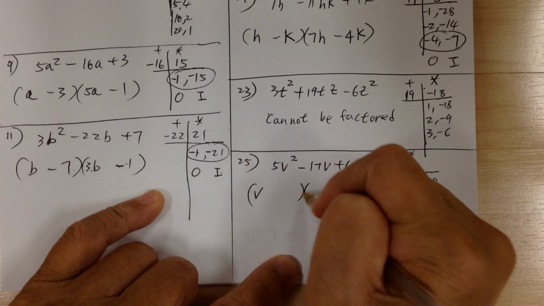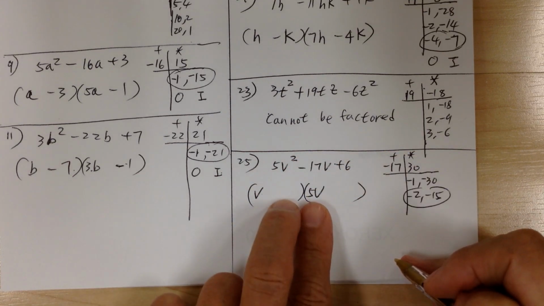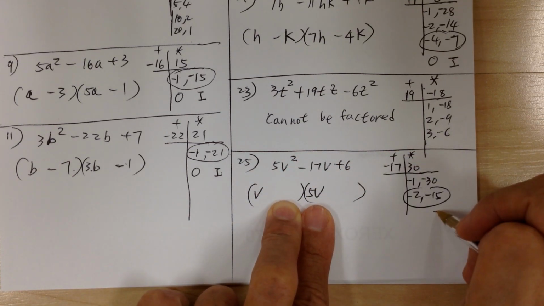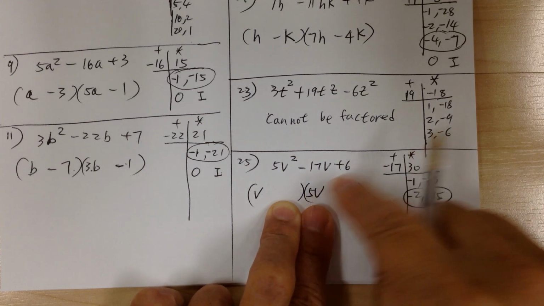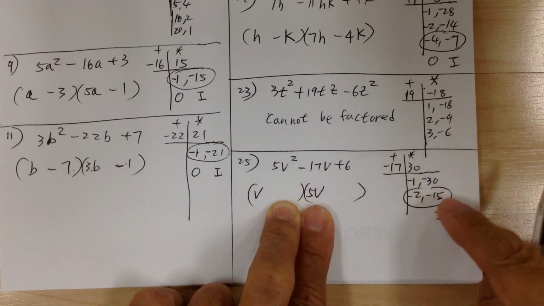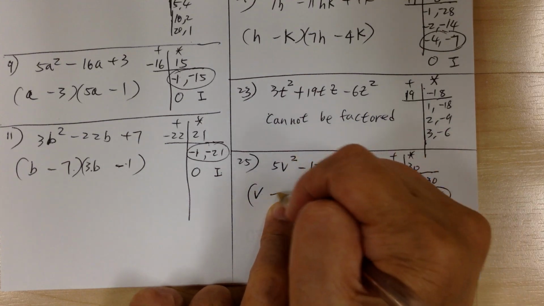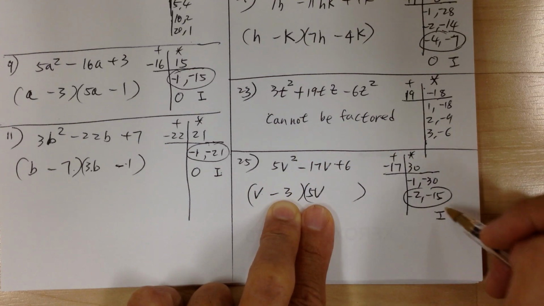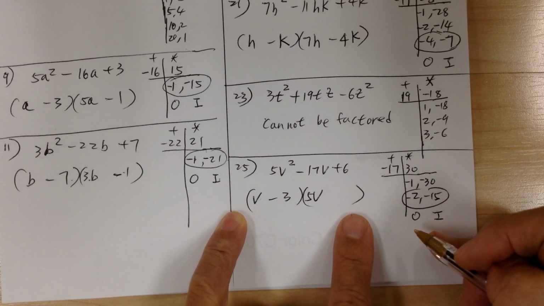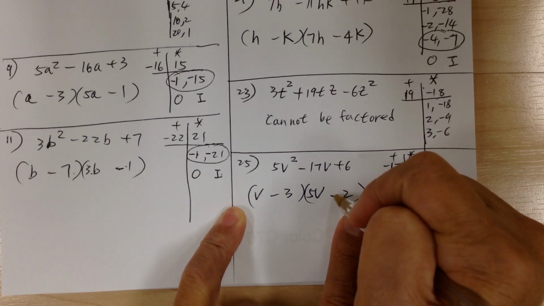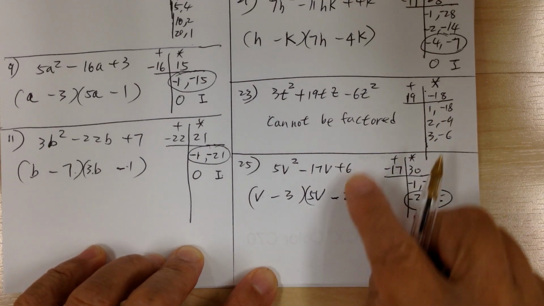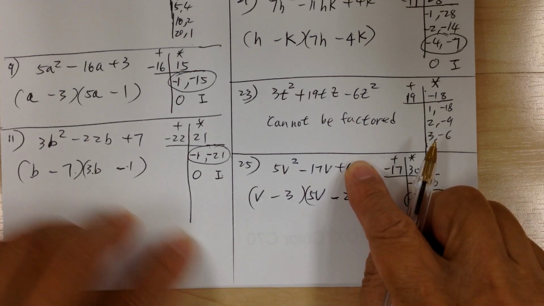So you start with v and 5v, right? That's going to get the inside. So this has to be the inside, because this cannot be the inside, because 5 times something cannot give you 2. So this will be minus 3. That's the inside, and the outside would be minus 2. You can do a quick check. Negative 3 times negative 2 gives you 6. Okay, let's go to the next one.